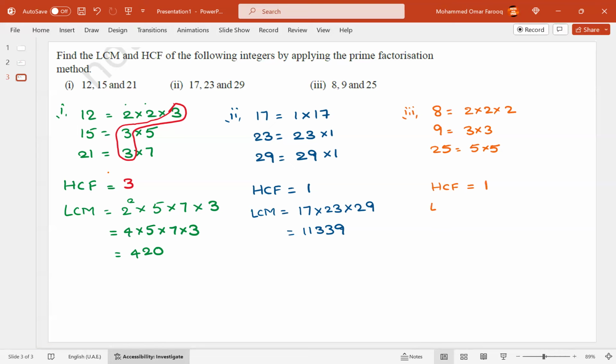And now for LCM, least common multiple, what are we supposed to do? We are supposed to take all the prime factors. So it is 2 cube multiplied by 3 square multiplied by 5 square. So how much is it? 5 square is 25. 25 into 2 cube, 8: 25 into 8 is 200. 200 into 9 is 1800. So this is how we take it.